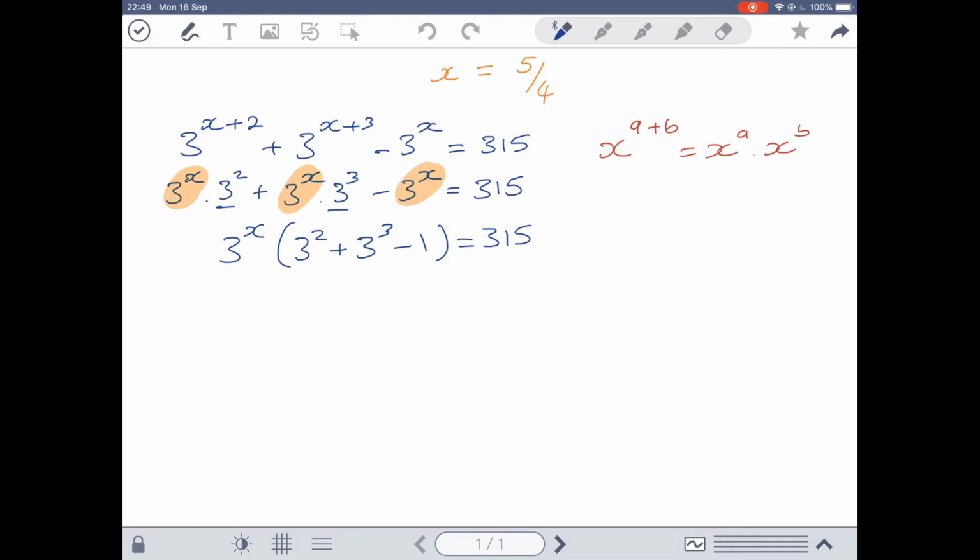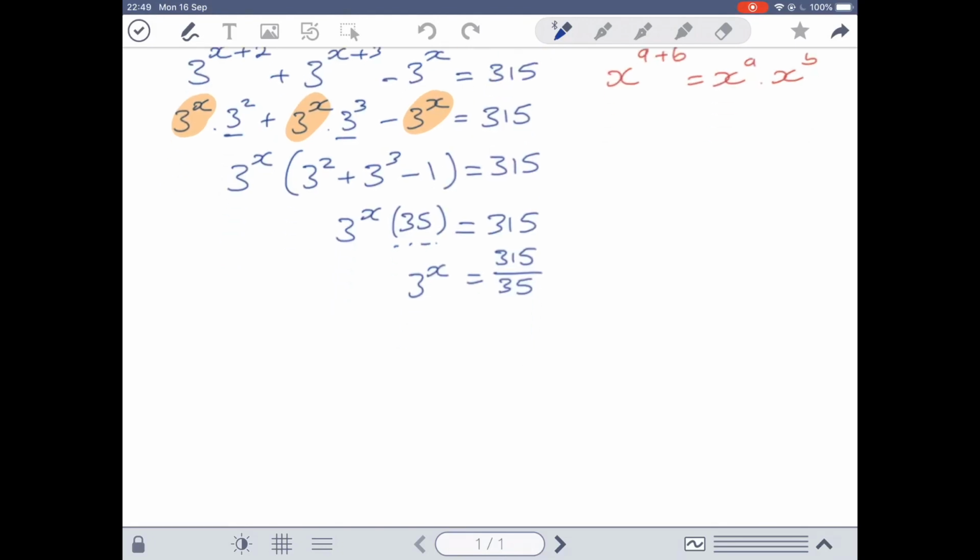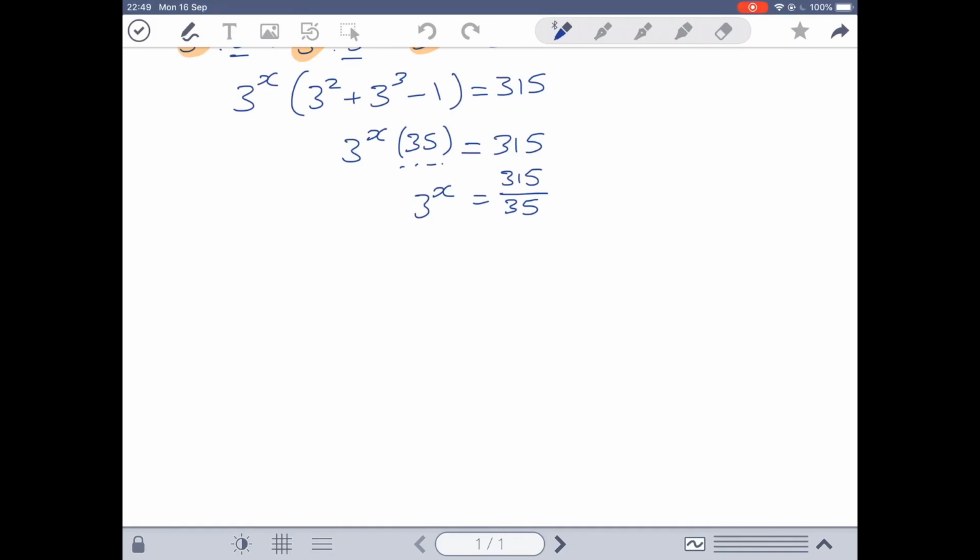So now we can take the numbers in the brackets and simplify them out. So then 3 squared becomes 9, 3 cubed becomes 27, minus 1. So 9 plus 27 gives us 36 minus 1 is 35. So we've got 3 to the power of x times 35 is equal to 315. Now we can divide through by that number that's sitting over there to get the 3 to the x by itself. 3 to the x is equal to 315 divided by 35, and then we can grab a calculator and see what we end up with.